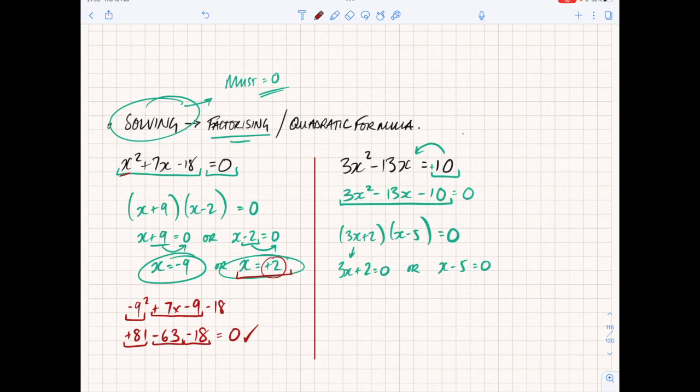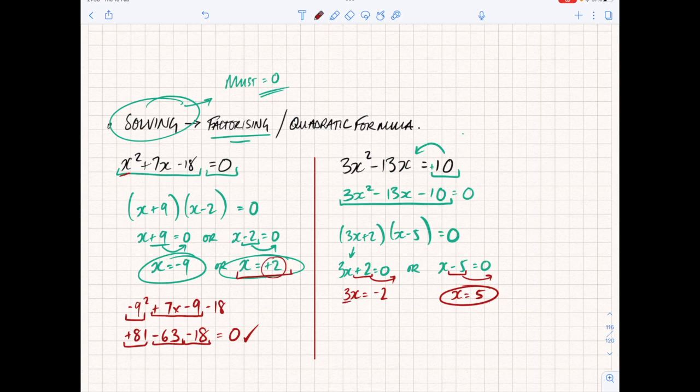Now, I'll do the first bit in a second, but let's do this one first. So we take the 5 over, it becomes a plus 5. So we can say one of our answers is x is equal to a positive 5. Here it's going to be a little bit different. We're still going to take this 2 over, but we've got a 3x now. So we're saying 3x is equal to minus 2.